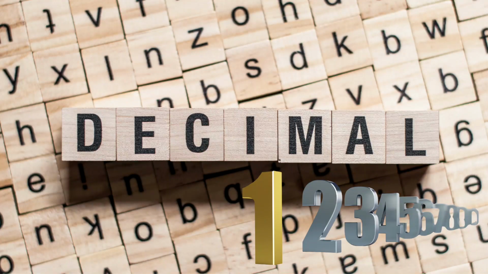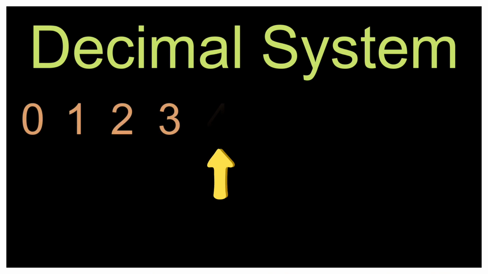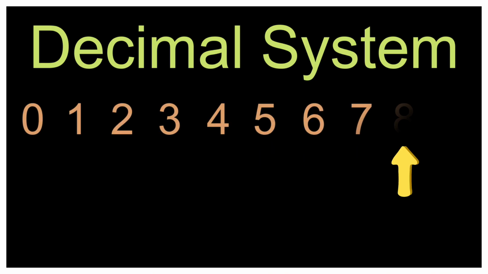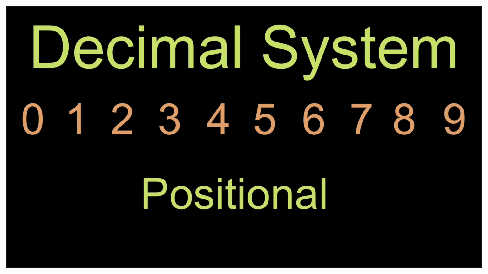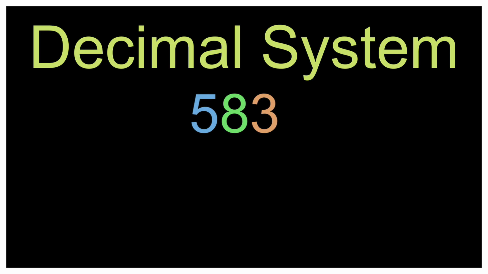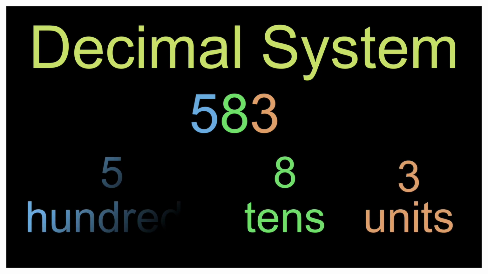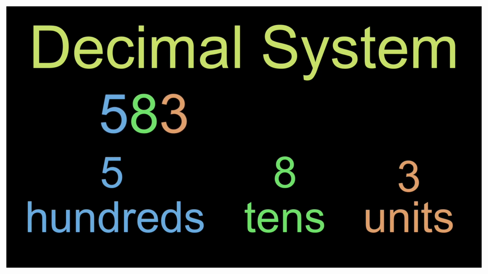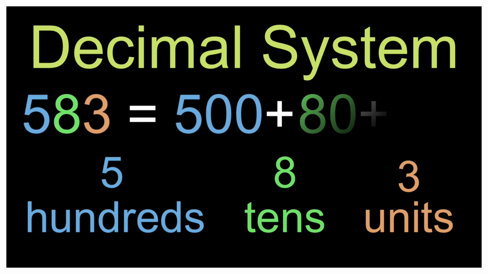The system we use every day is called decimal because it has 10 digits: 0, 1, 2, 3, 4, 5, 6, 7, 8, 9. It's also positional. But what does that mean? Imagine the number 583. 3 is the units, 8 is the tens, 5 is the hundreds. So 583 is 5 hundreds plus 8 tens plus 3 units.